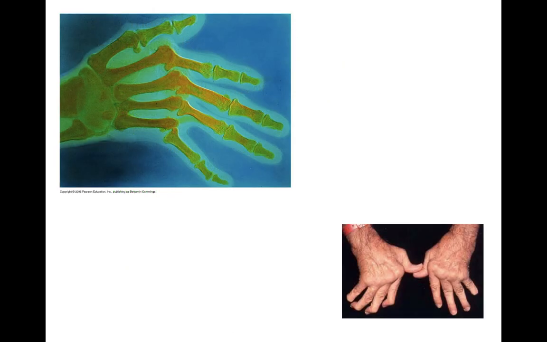This is an x-ray of someone's hand with rheumatoid arthritis, and if you look at the pinky, the proximal most phalange isn't even close to being in line with the metacarpal. That pain has to be incredible, and that's a photograph of an individual's hands suffering from rheumatoid arthritis.